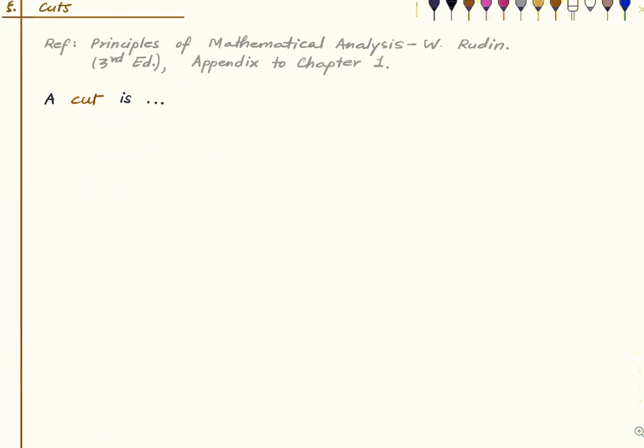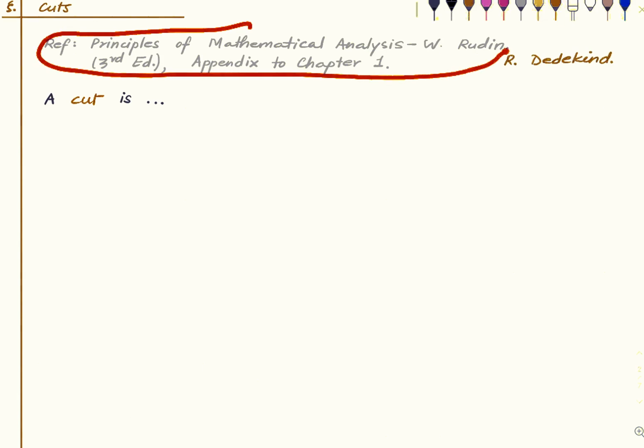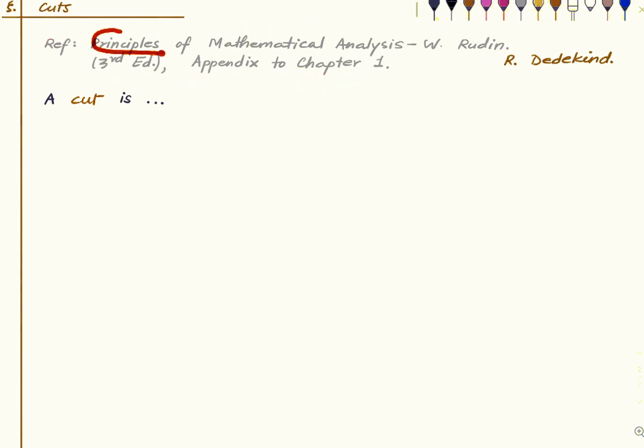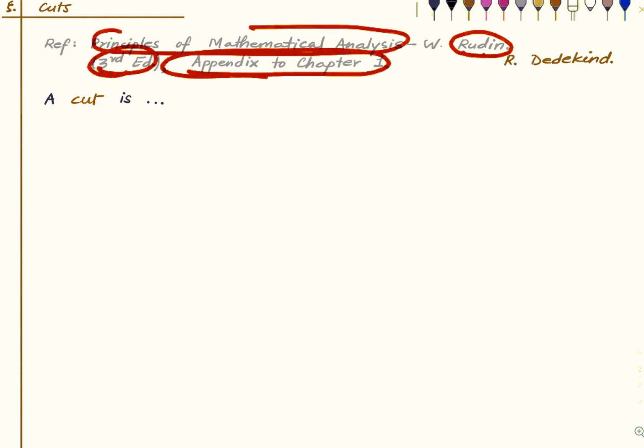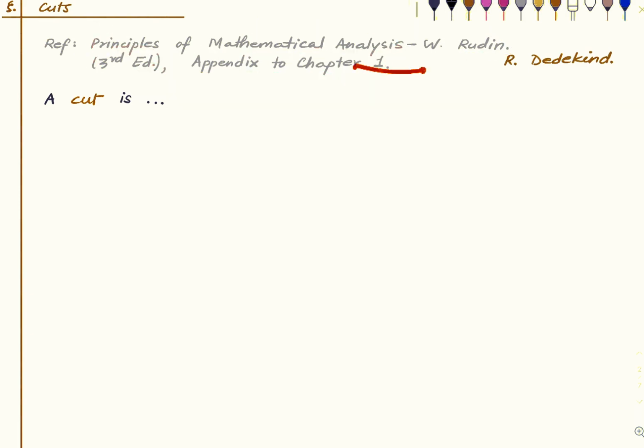So, to construct the field of real numbers, we will take the approach developed by, as far as I know, a mathematician named Dedekind. I think it was Reinhard Dedekind. It is R. Dedekind. And you can find a detailed exposition of it in this reference, Principles of Mathematical Analysis by Walter Rudin, 3rd edition, appendix to chapter 1. So I am following this.